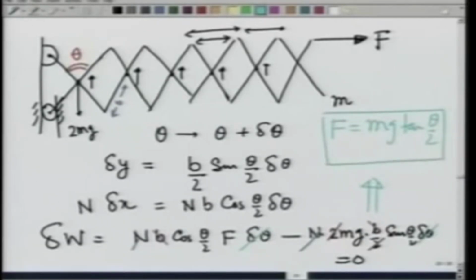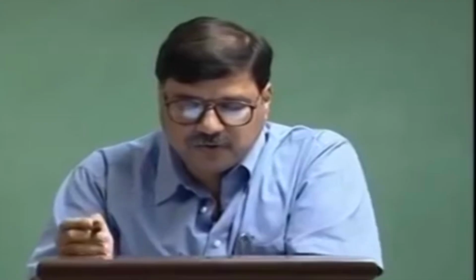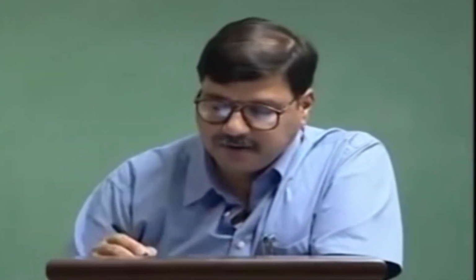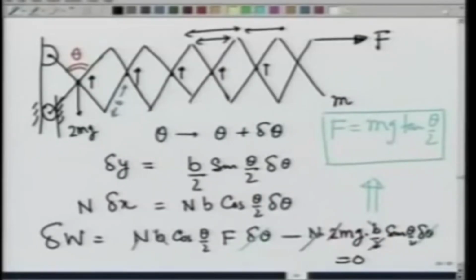So, we figure out that no matter how long a link we make, it does not matter, the force required to keep the system in equilibrium is still mg tangent theta by 2. But you see how easy it was. We did it in 4 or 5 steps using method of virtual work.